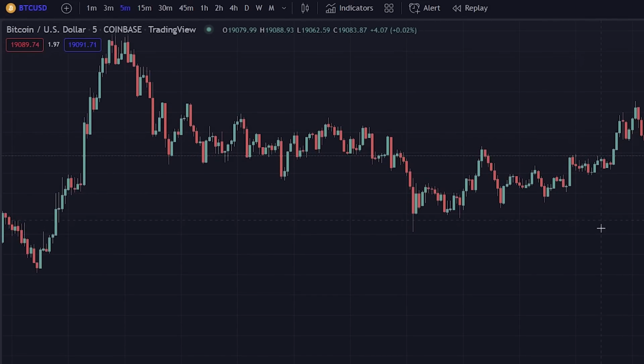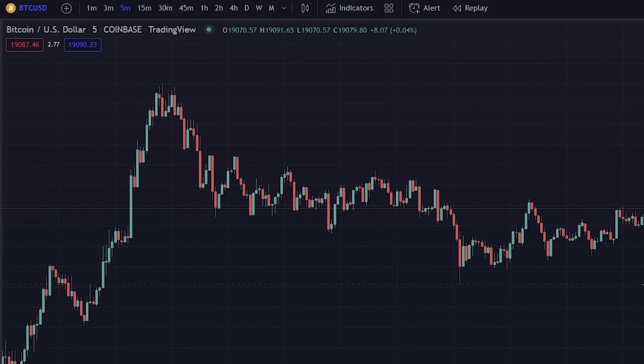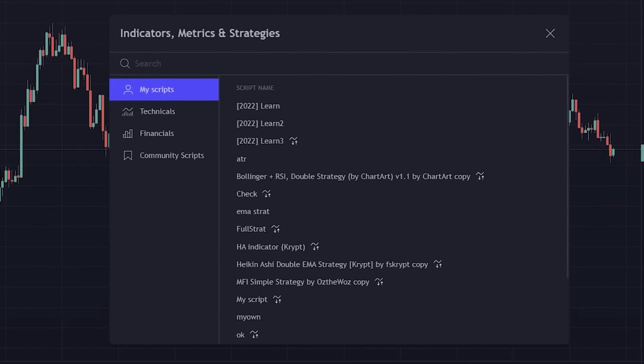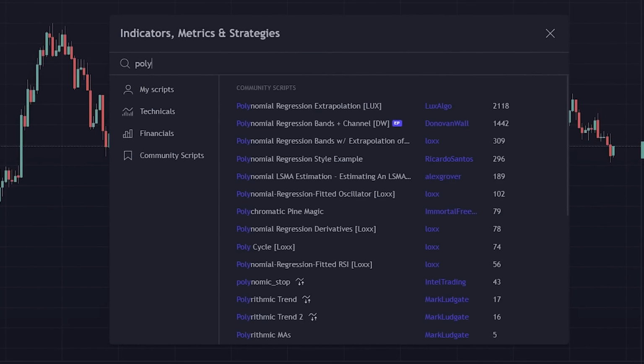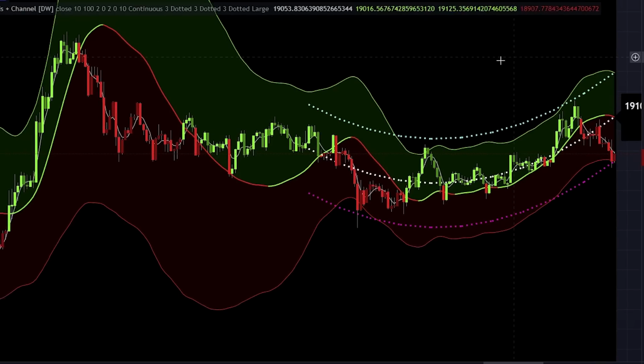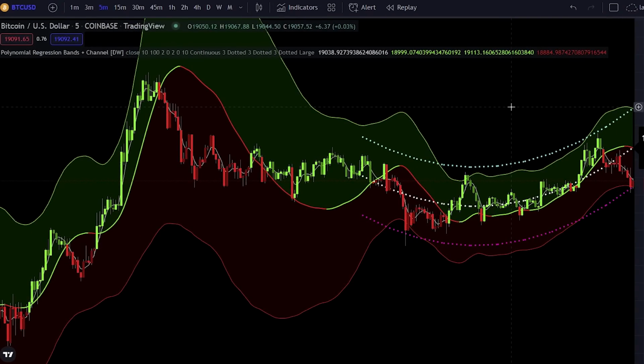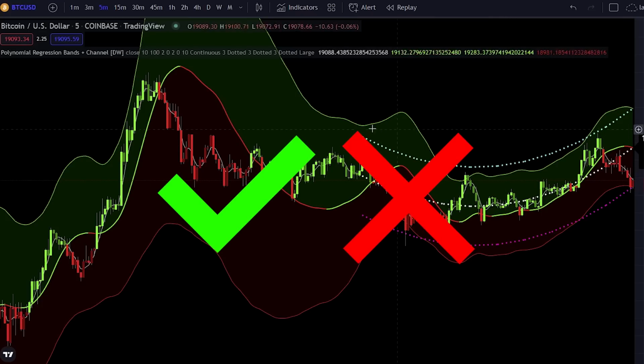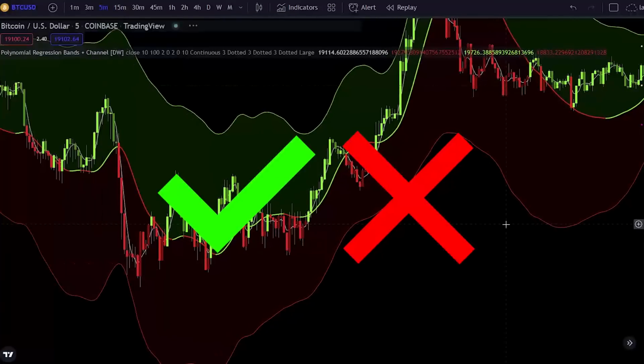That was all that we needed to do to configure the chart. We will now add the indicator to the chart. Navigate to the Indicator Search tab and search for the polynomial regression bands and select the indicator made by Donovan Wall. That was the only indicator that we will be adding. The indicator can be used in many different ways, and there isn't really a right or wrong way when it comes to using the indicator.